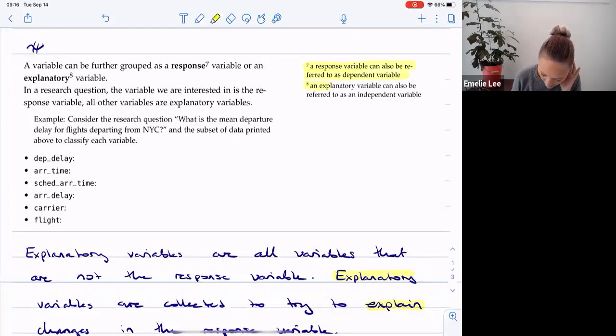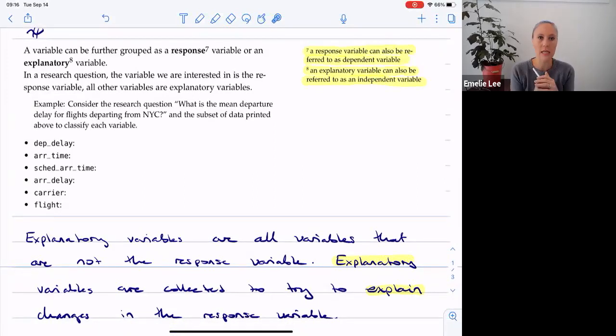Okay, so just remember that here. And then the explanatory variable can be called the independent variable, right? And kind of the same reasoning, right? The dependent variable depends on changes in the independent variable, but the independent variable just does whatever it wants, right? So especially if you're in biology, maybe keep an eye out for that. I like response and explanatory because I find that they're more descriptive of what they're doing, right?